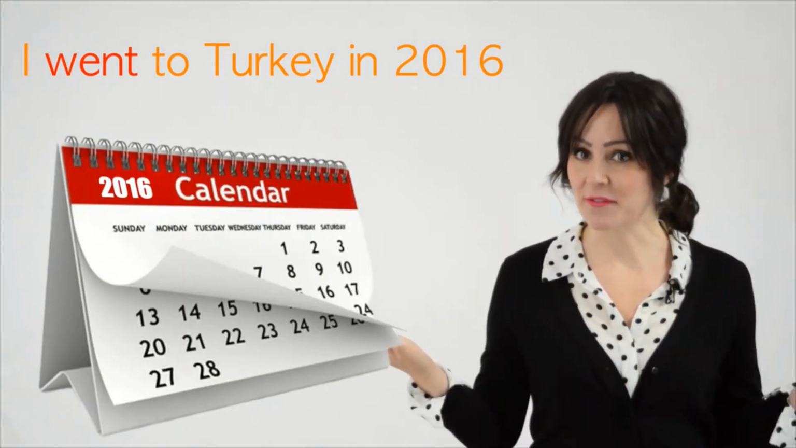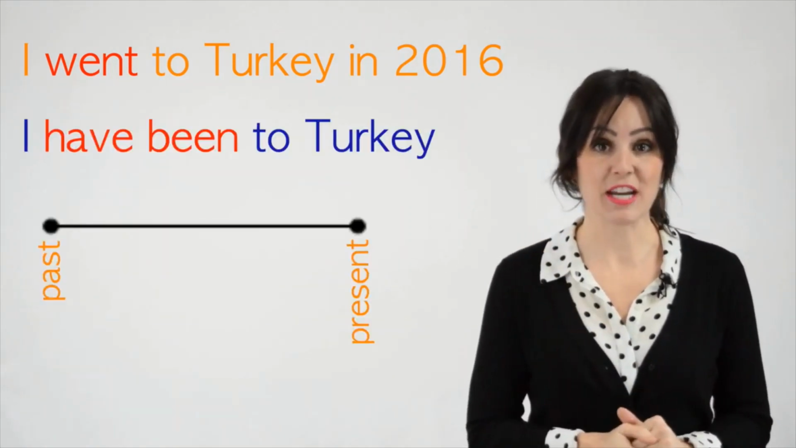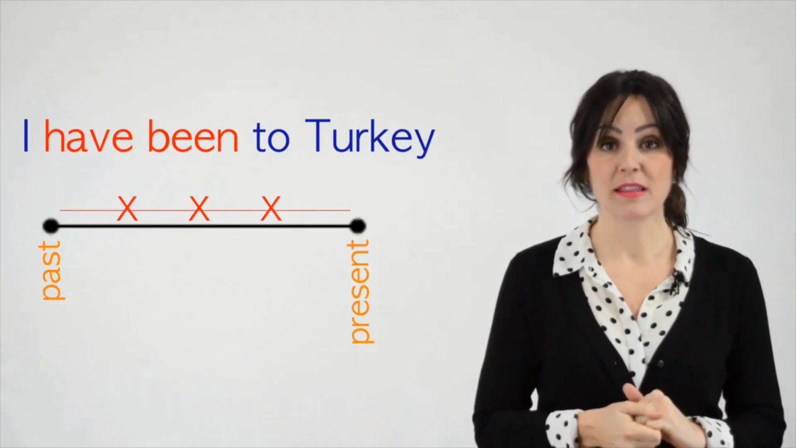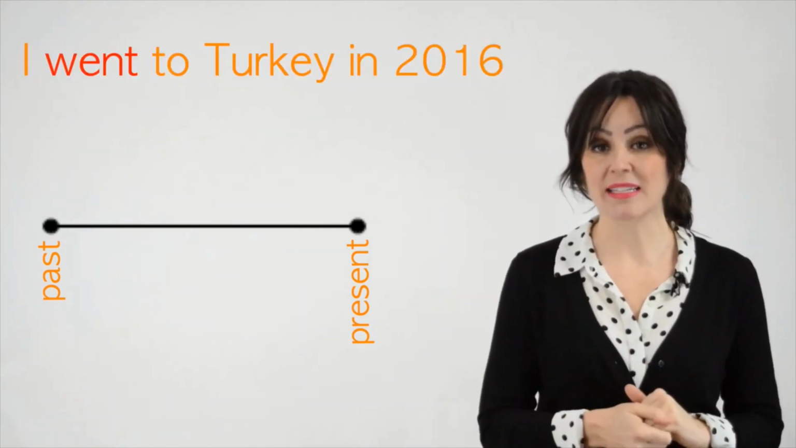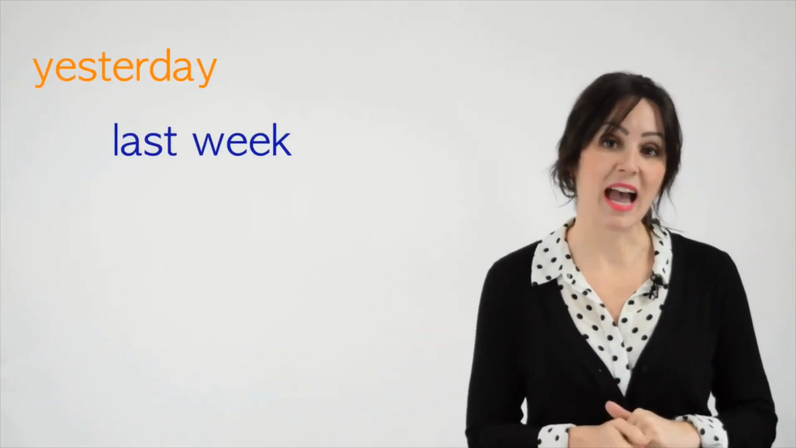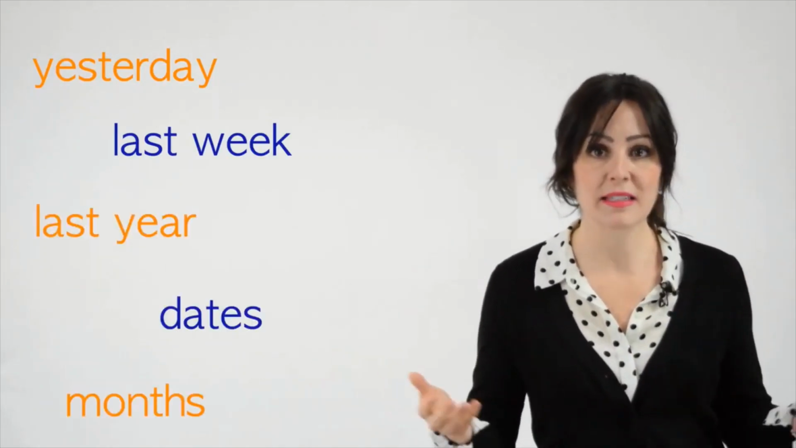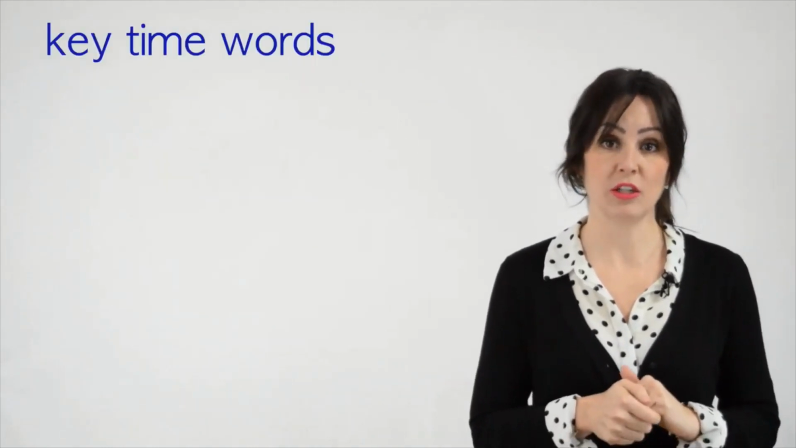Did you catch the difference between the tenses? Both of these actions are finished in the past. But with the present perfect, there is no specific time, and with the simple past, there is a definite time. Yesterday, last week, last year, dates, months. Look for key time words to know which tense to use.